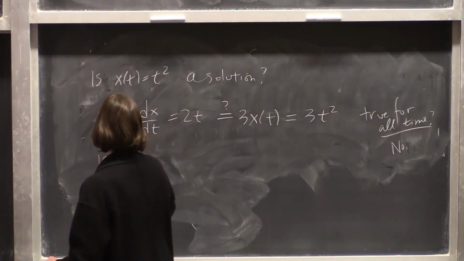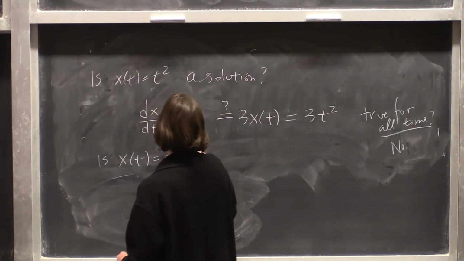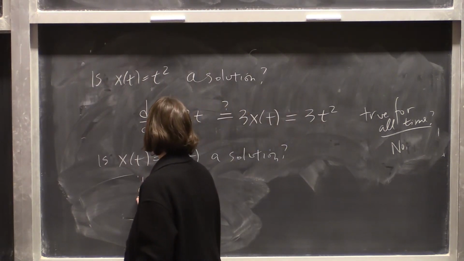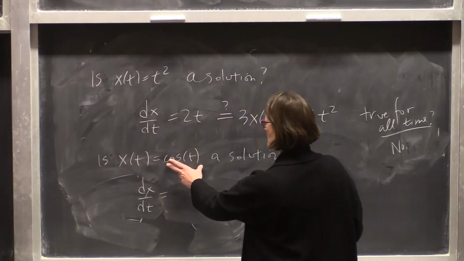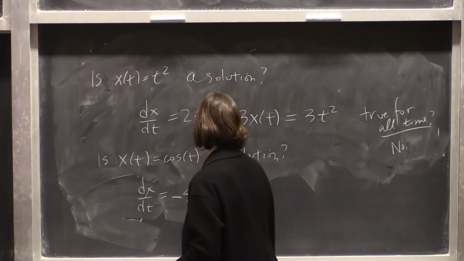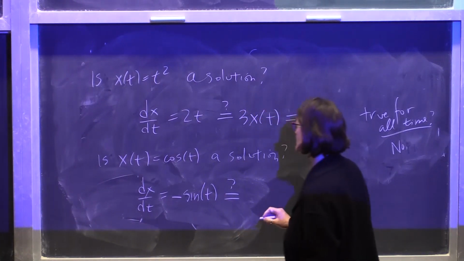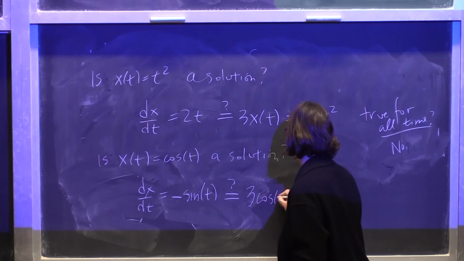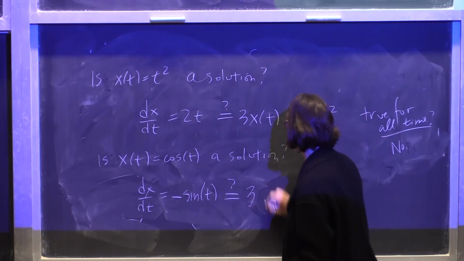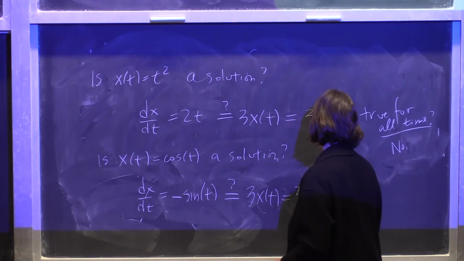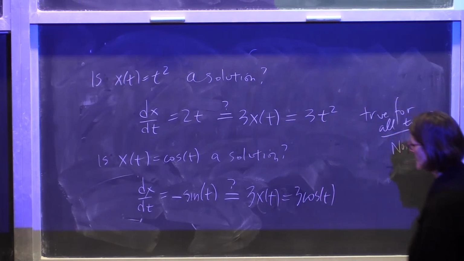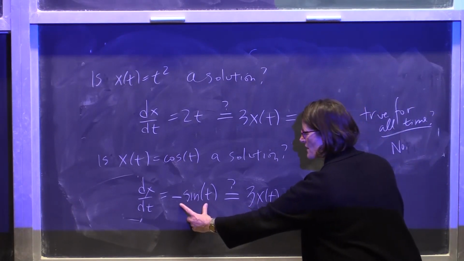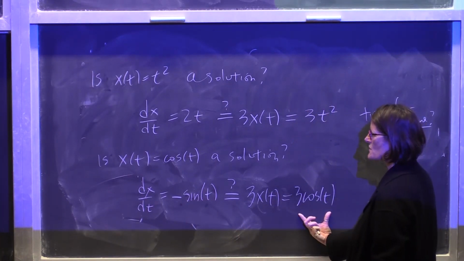And is x of t equals cosine t a solution? Well, if x is cosine of t, then dx/dt is minus sine of t. And we want to know whether that equals 3 times x of t, so that would be 3 times cosine of t. And yes, there are infinitely many moments in time when this will equal this, but it's not true for all time.